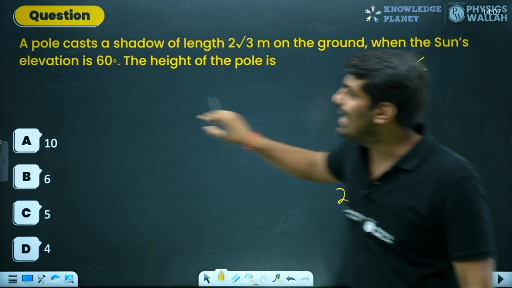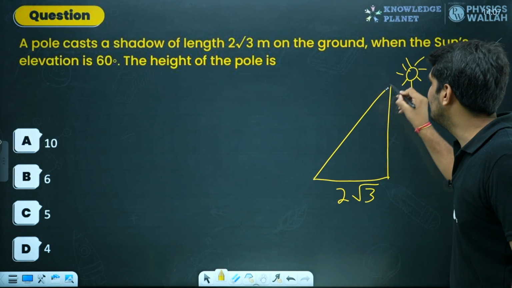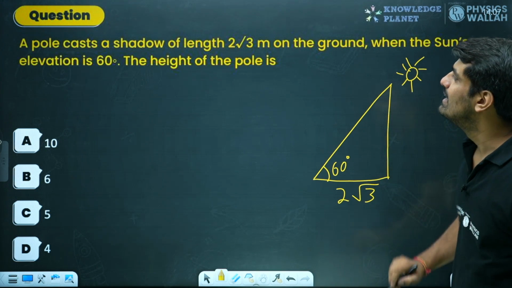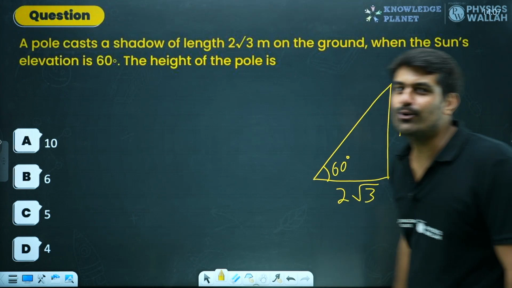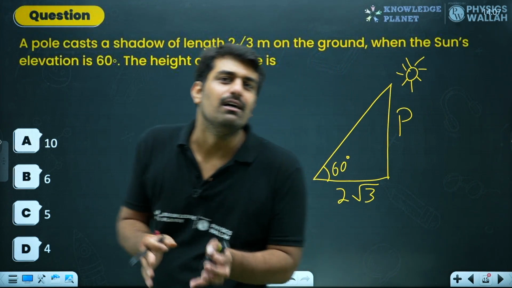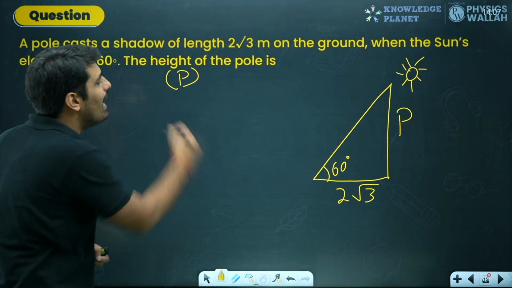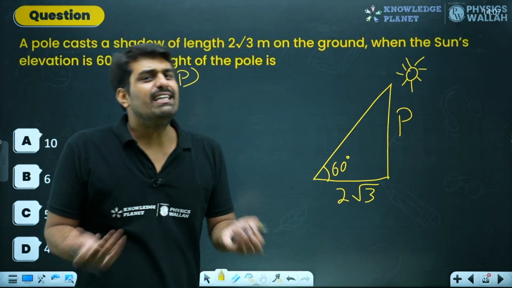When the sun's elevation is 60 degrees. If this is the sun, then the elevation would be like this. This angle is given to me as 60 degrees. The height of the pole is being asked, and as you know, so that you have to focus in the session over here, I call the height by the name P. P, base and the angle, everything seems to be as usual.